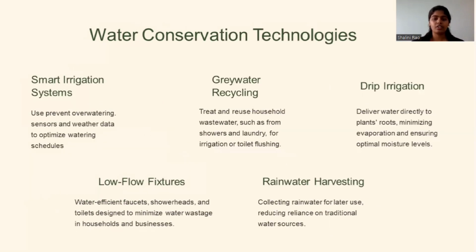Water conservation technologies. Smart irrigation systems use sensors and weather data to optimize watering schedules and prevent overwatering. Grey water recycling: treat and reuse household wastewater, such as from showers and laundry, for irrigation or toilet flushing. Drip irrigation delivers water directly to plants' roots, minimizing evaporation and ensuring optimal moisture levels. Low flow fixtures: water efficient faucets, shower heads, and toilets designed to minimize water wastage in households and businesses.